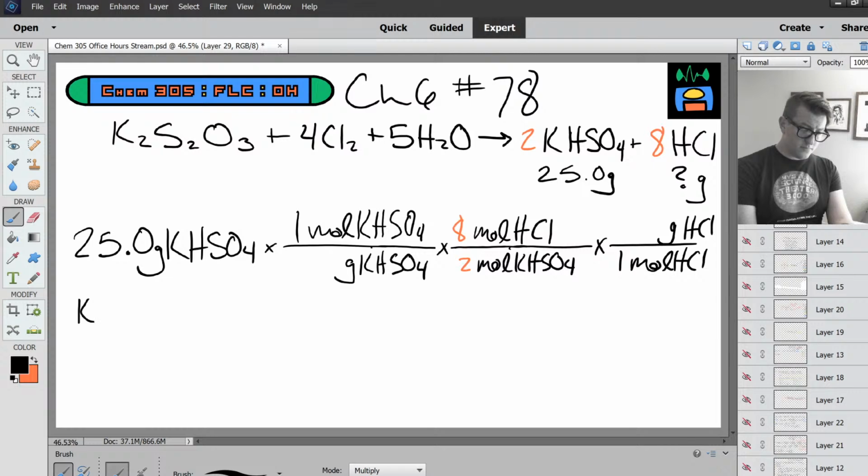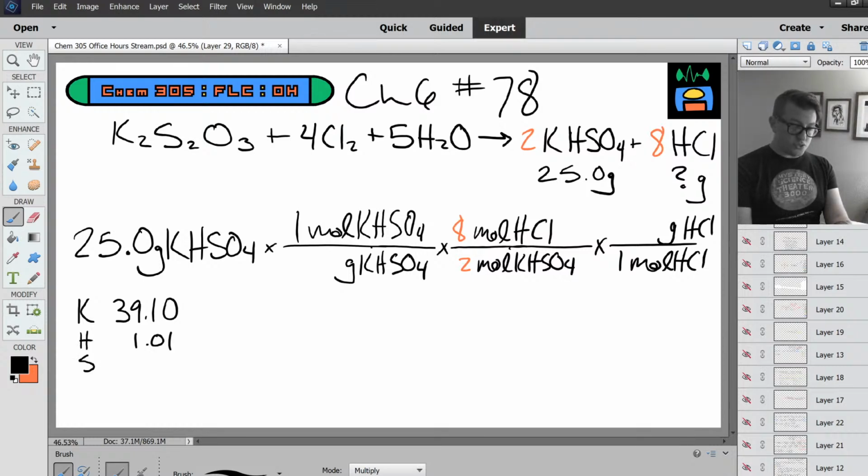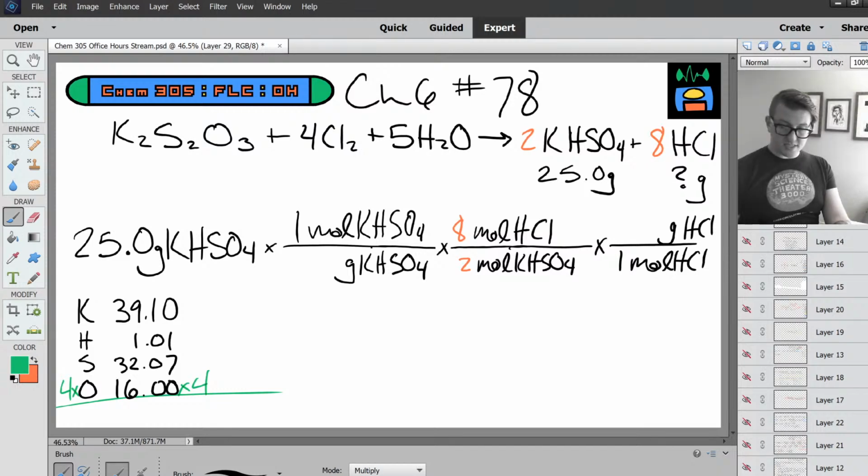All right. Potassium, which we don't use a ton, has an atomic mass of 39.01. Hydrogen, 1.01. Sulfur, 32.07. And oxygen, 16.00. But we have 4, so we got to multiply that 16.00 by 4. So 16 times 4, 64 plus 32.07 plus 1.01 plus 39.1 is 136.18.